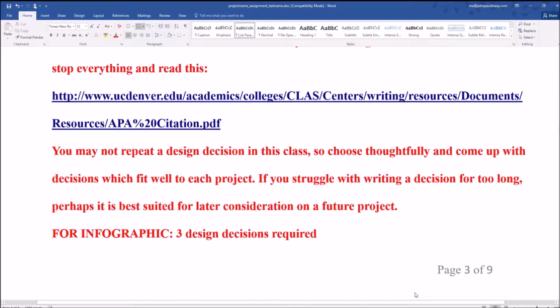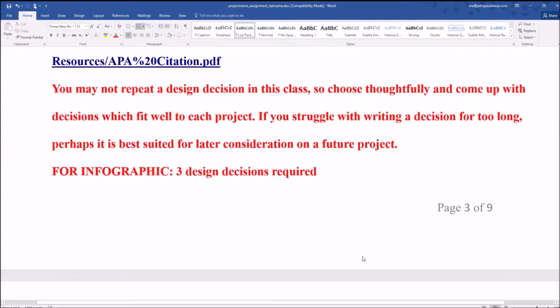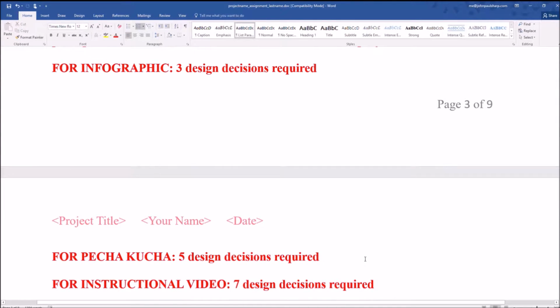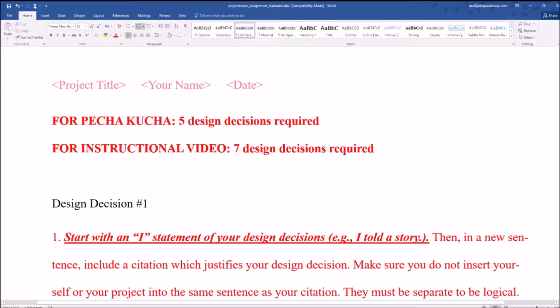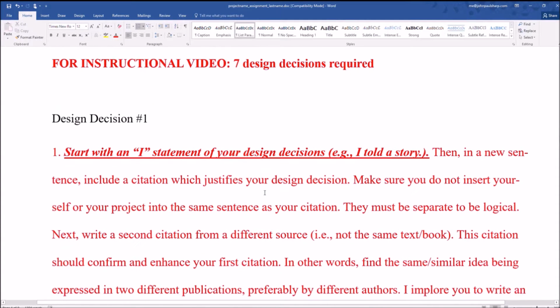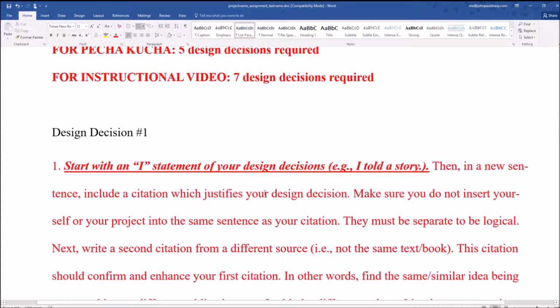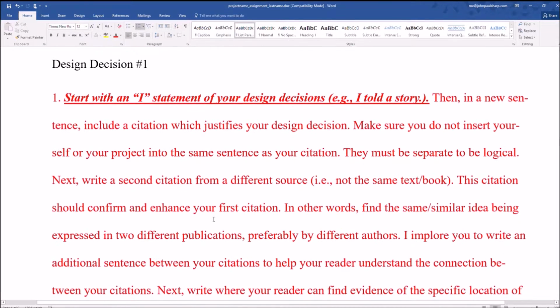specific about. So in your design decisions, for your first design document, you're going to have 3 for your infographic. For your Pecha Kucha, you're going to have 5, and for your instructional video, you're going to have 7. And don't be scared about that number 7. By the time you get here, this is going to become so easy for you that it'll be a challenge, but it's not going to be as daunting as it may seem right today as you're watching this now.